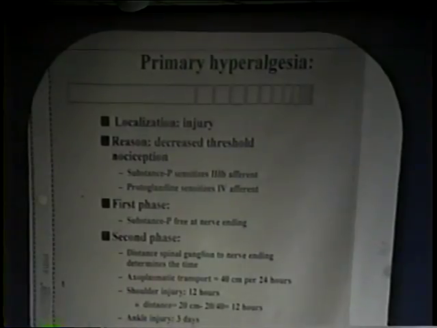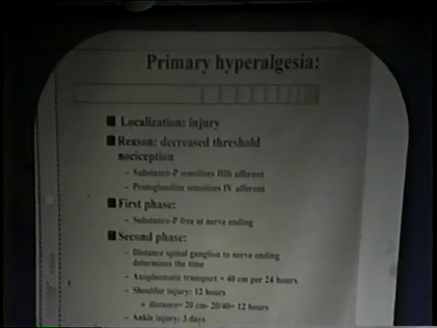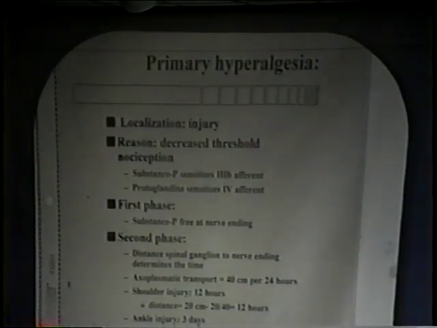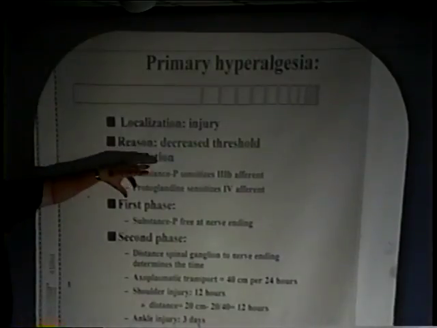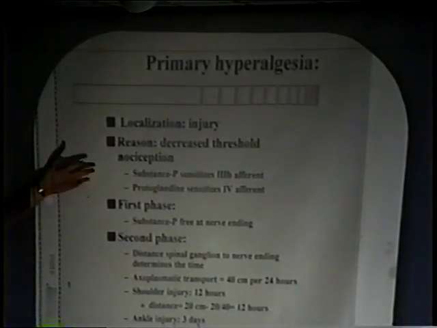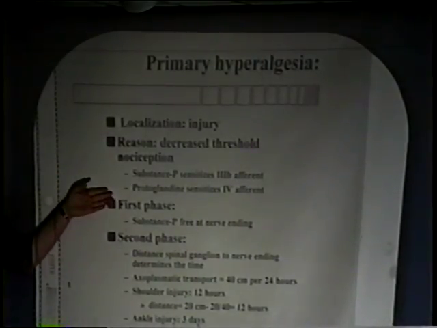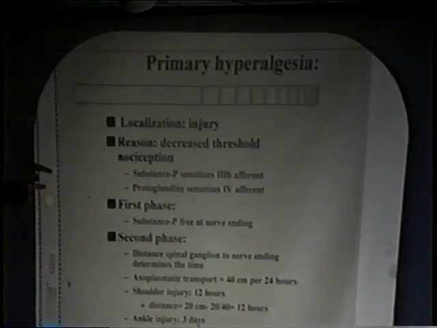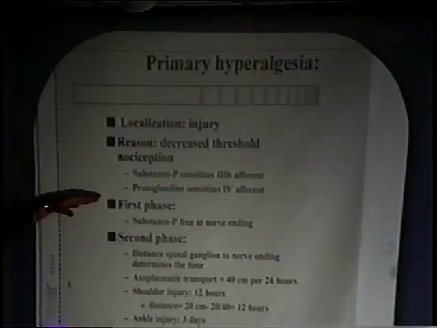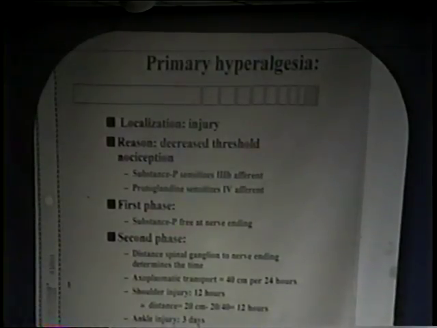So the primary hyperalgesia, the localization is at the spot of the injury. The reason is a decreased threshold for nociception. The substance P, as we have seen, sensitizes the 3B afferent. And the prostaglandin sensitizes the 4 afferent. So these two work together. The first phase will happen when the substance P is released at the injury site, so at the nerve ending. That's number one.